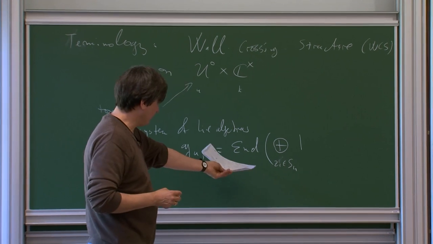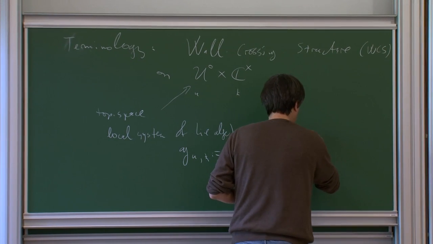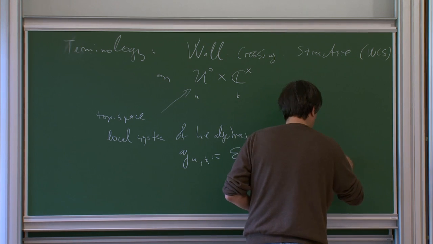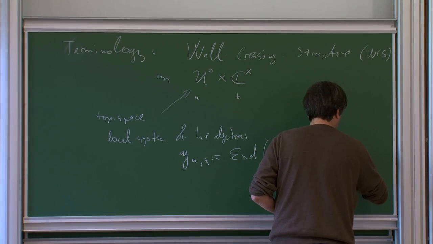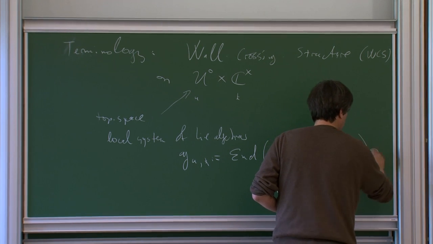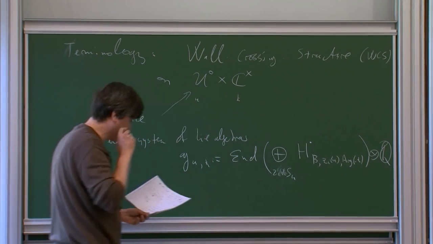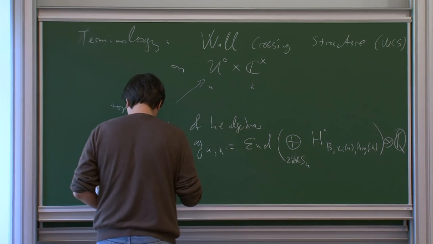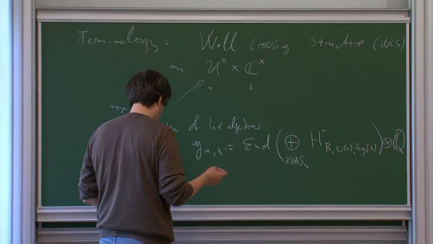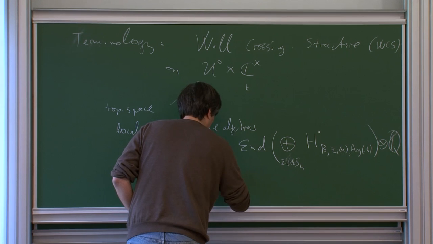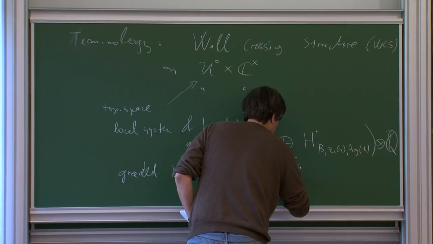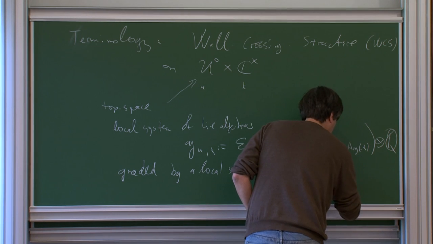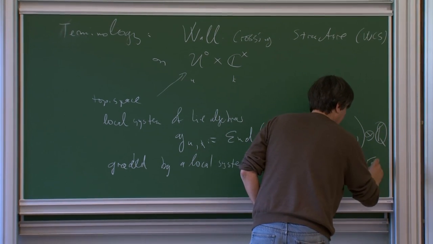You consider the sum over all critical points for this value of parameters. You consider H^B of Z_i, U, and maybe argument of minus h bar. Consider these things, and I take, for example, the algebra with rational coefficients, which is also graded by a local system again of lattices, Gamma_{U,h bar}. But in fact, in our cases, the local system will depend only on U.